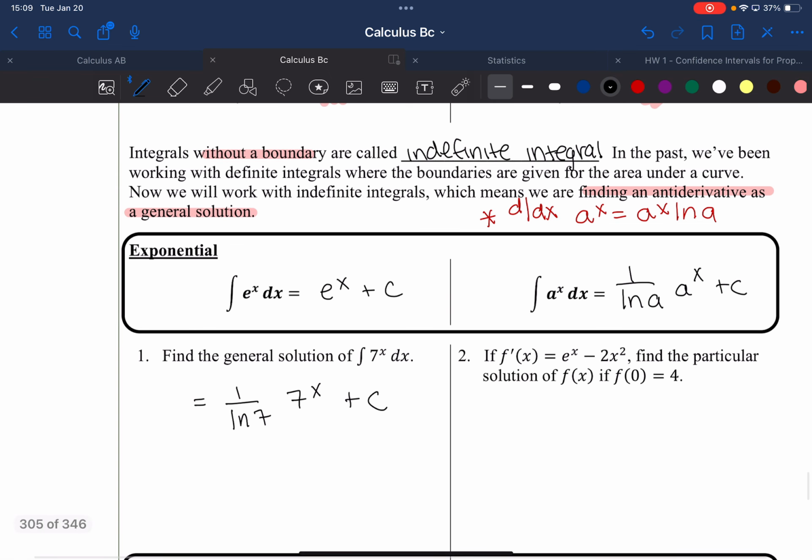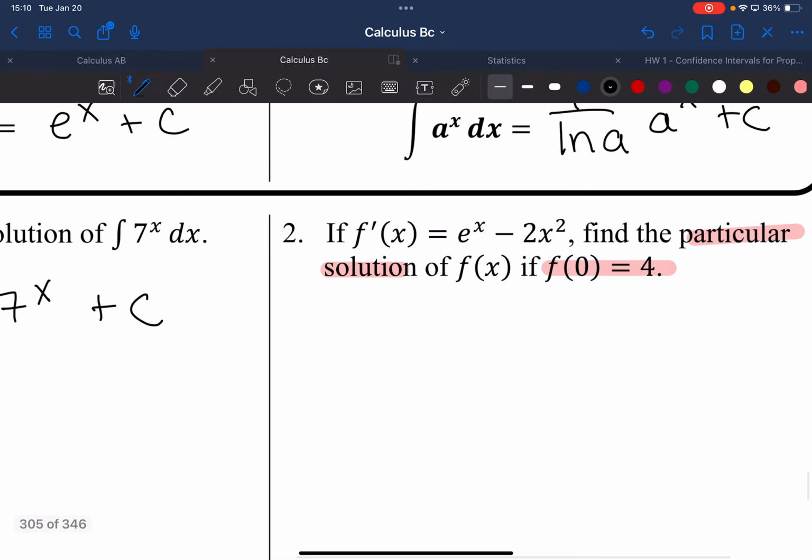Okay. Versus number 2, notice in number 2 that it wants us to find the particular solution. So since it wants us to find that, they gave us more information. So they said f of 0 is equal to 4. Okay. So first, we would find the antiderivative. Starting with just e to the x, what would be the antiderivative? E to the x. And then looking at negative 2x squared, the antiderivative would be, perfect, negative 2x cubed divided by 3. Okay, and then plus c.